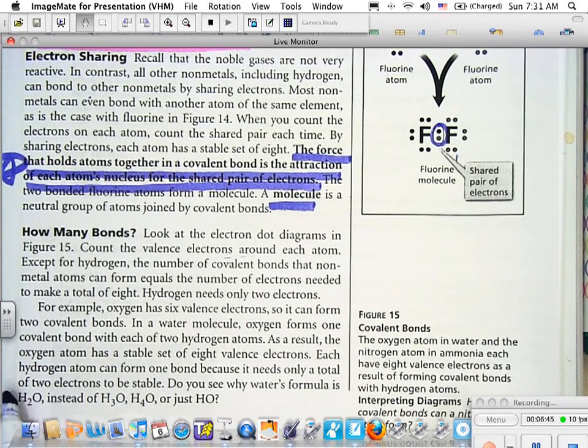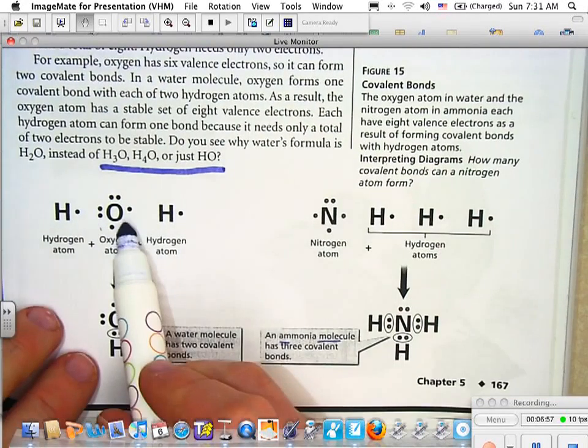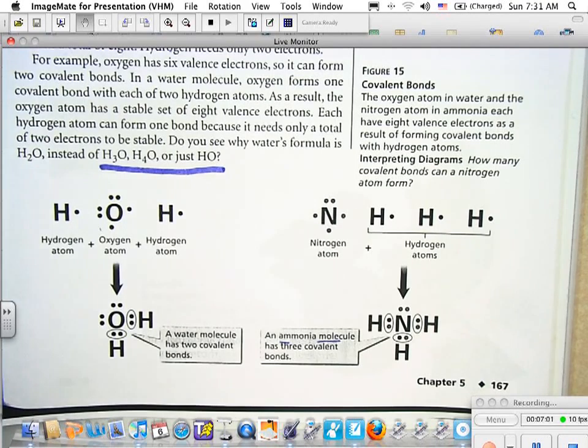Do you see why water's formula is H2O instead of H3O, H4O, or just HO? I hope in your mind there's a little bell going ding. Yeah, I get it. I see that because oxygen only needs 2 electrons, it's only going to form with 2 hydrogens. It's not going to be H3O, it's not going to be H4O, it's not going to be HO, it's going to be H2O. Science is so cool. Okay, let's go to the next page.